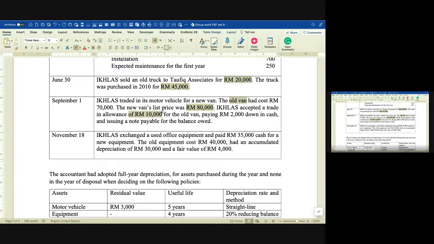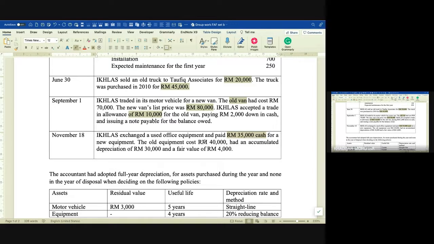So you have to understand the scenario here. You have to do the disposal of the old van, and you also have to open a new account for the new van. And the new van, the cost is 80,000. Yeah. And November 18, IKHLAS exchanged used office equipment and paid 35,000 cash for a new equipment. So in this case, you pay out cash.